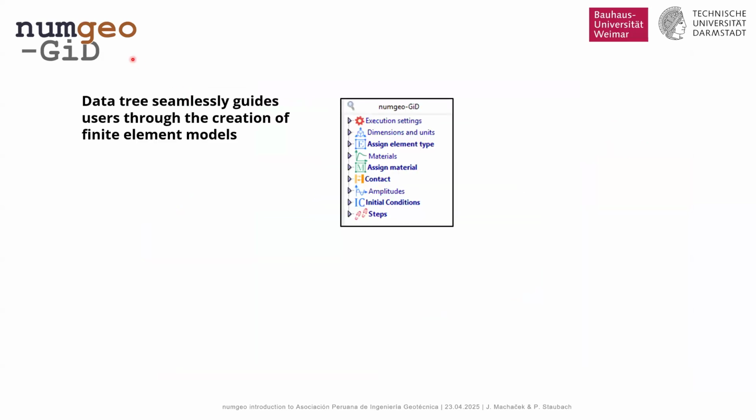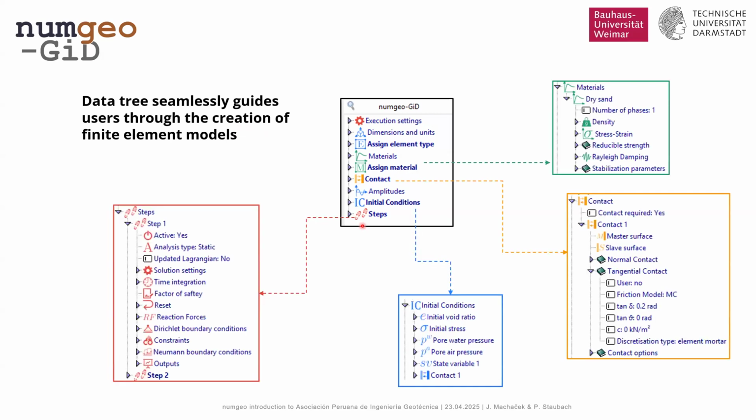So how do we design the GID interface? It is designed in a way that you can follow, let's say, a path. The toolbar is created so that you start at the top and work your way down, and at the end you are able to start your simulation, so that you have some sort of a guide when you create your models.